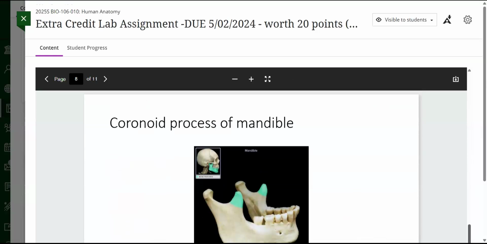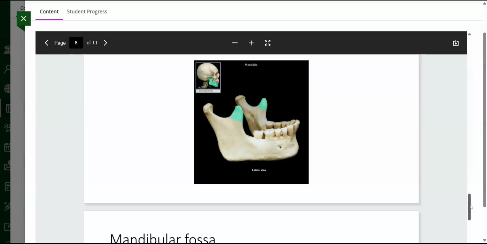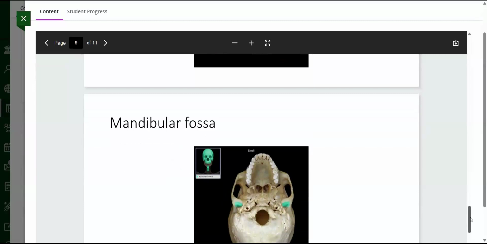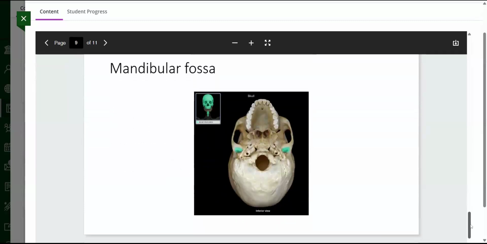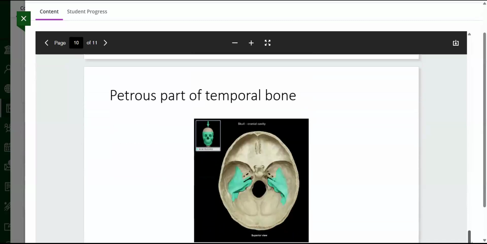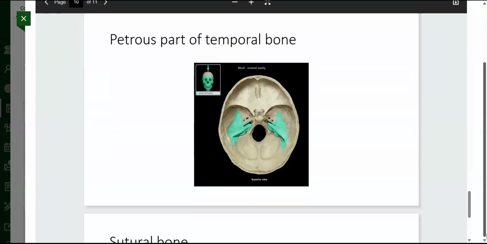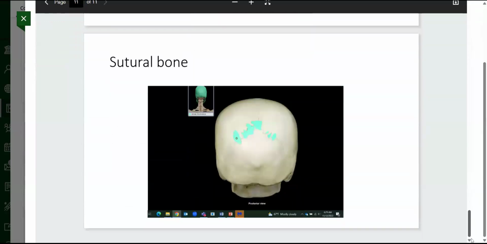We did the mandibular condyle, I'm sorry, but we did not do the coronoid process, so don't worry about that one. Mandibular fossa, we did study, but I think the side angle view is a little bit clearer, easier to understand than this view. And we did not do the petrous part or petrous ridge of the temporal bone. And then we did not do the sutural bones.